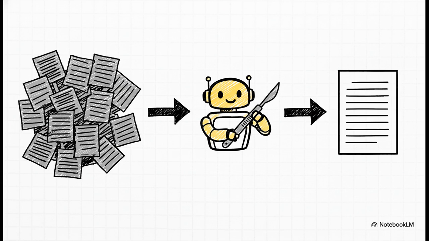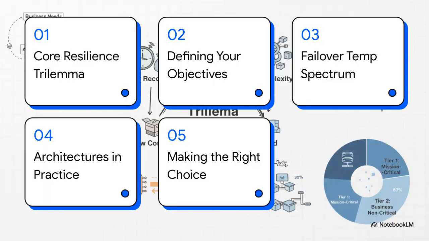All right, with that out of the way, let's talk resilience. So here's the game plan. First, we'll hit the core trilemma. It's the trade-off behind everything. Then we'll get into defining our objectives, walk through the temperature spectrum of failover, check out some architectures in practice, and wrap up with a framework for making the right call.